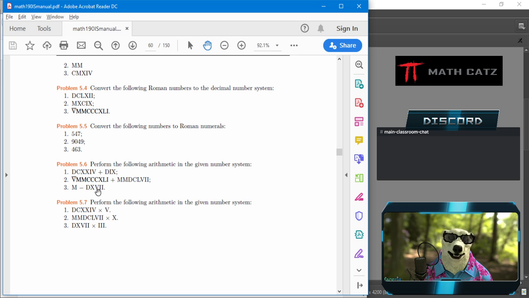But when it's in the test, I want to make this very clear. When you do arithmetic in the test, it's going to say you have to stay within that number system, in this case, the Roman one. If you write decimals when you do a question like problem 5.6 number 1, if you write decimal numbers, convert it, then do the arithmetic and convert it back, that is a 0. That is not the question. The question is to do the arithmetic within the Roman number system. So you have to stay in that system.